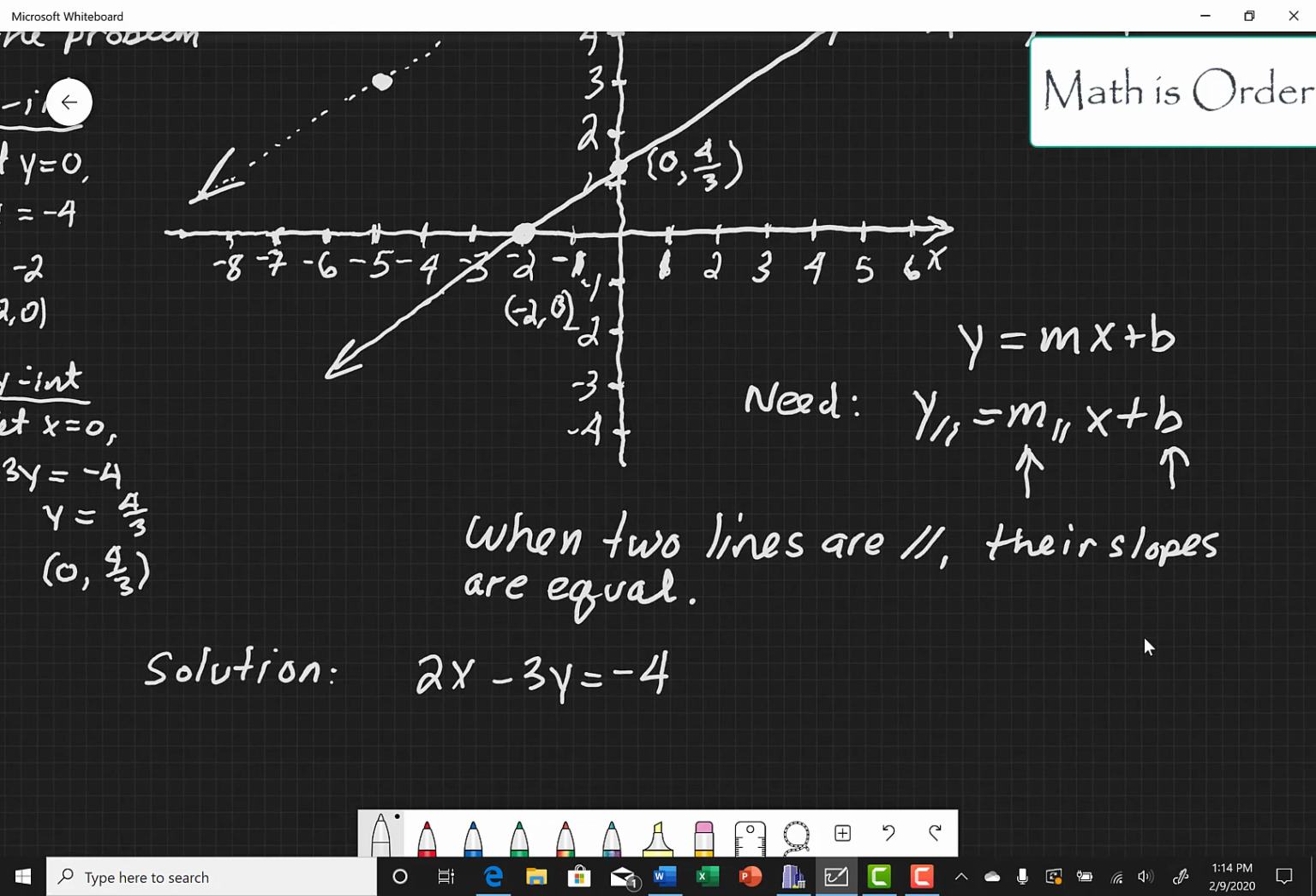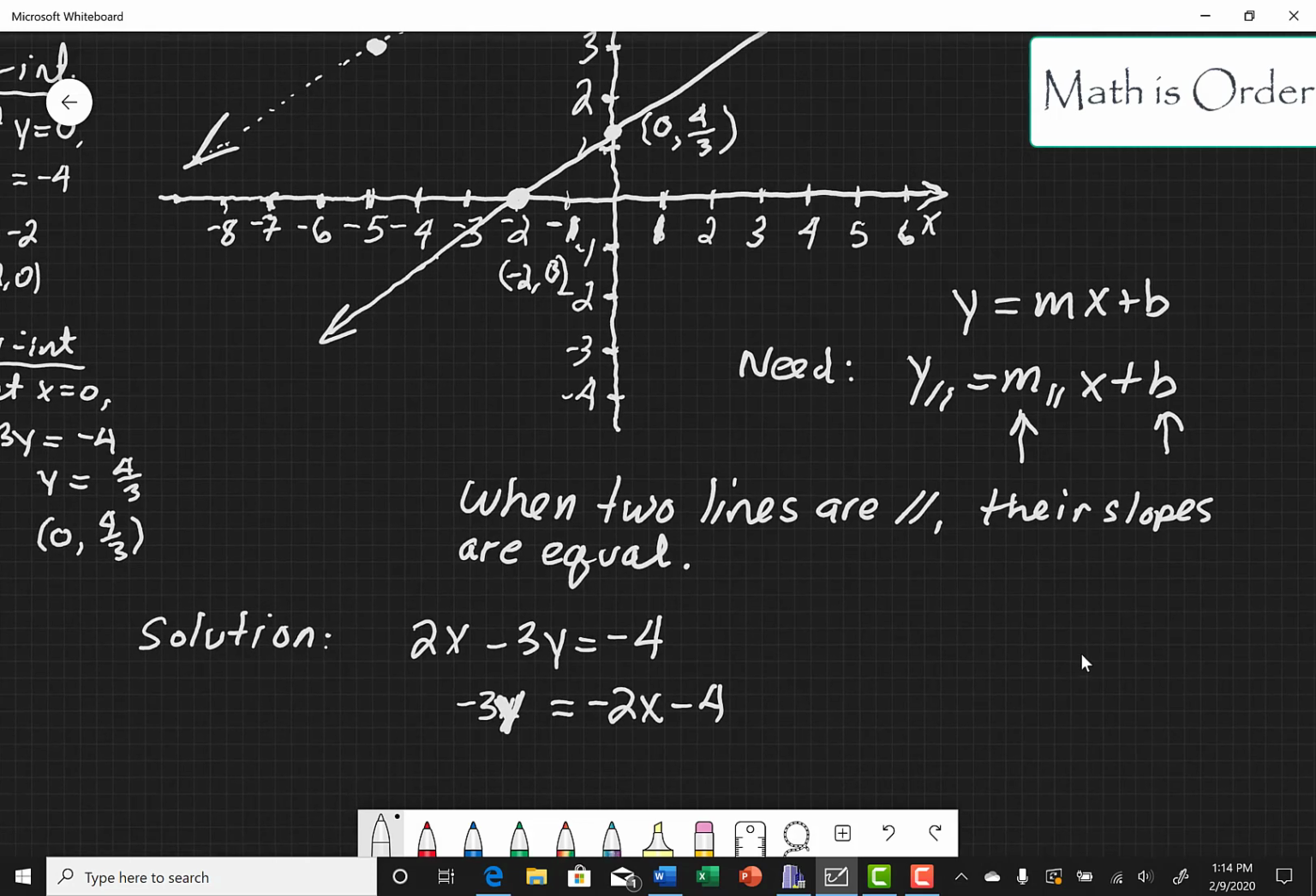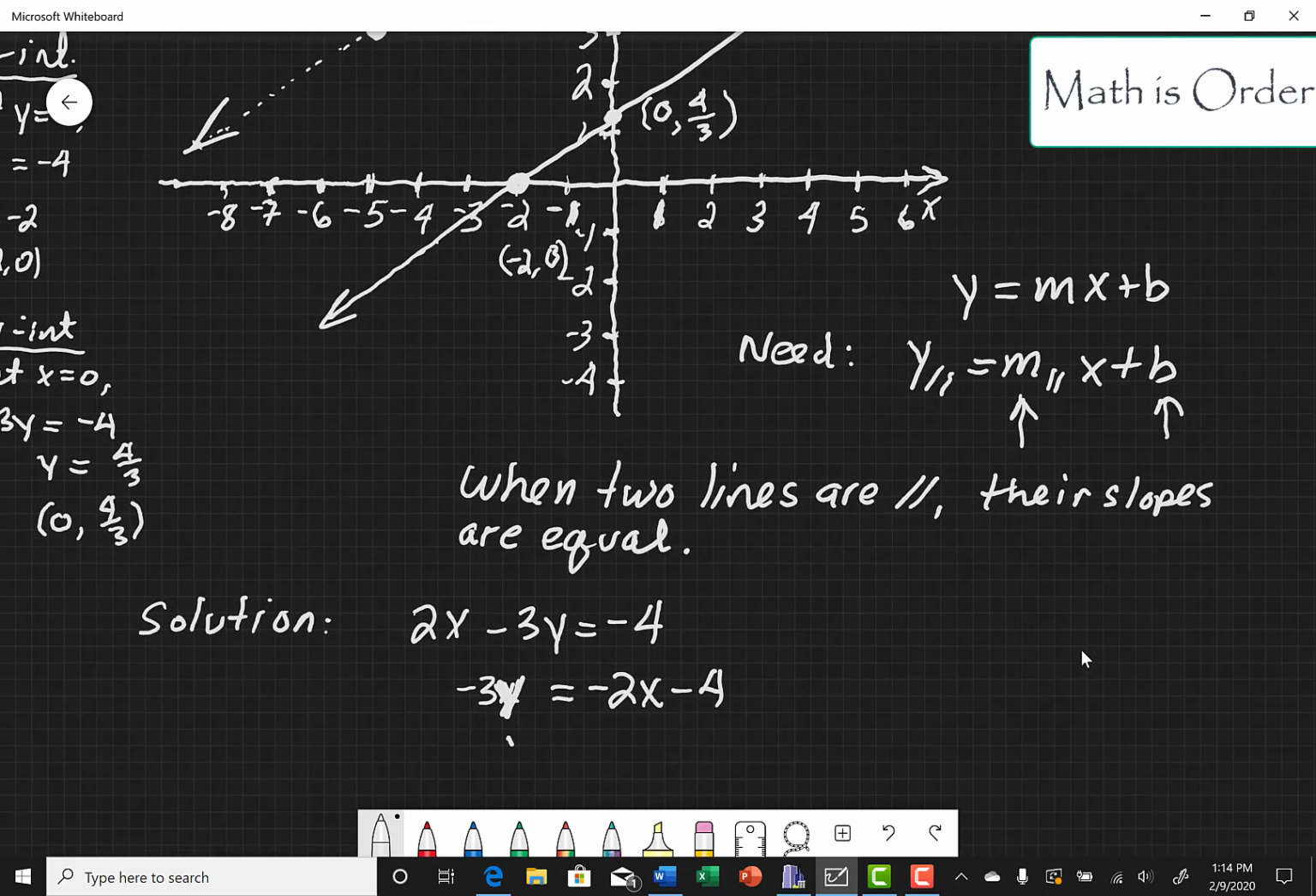When we do that, I'm going to move the 2x over first. So 3y would equal negative 2x minus 4. And then dividing both sides by negative 3, we're going to have y equal 2x over 3 plus 4 over 3.